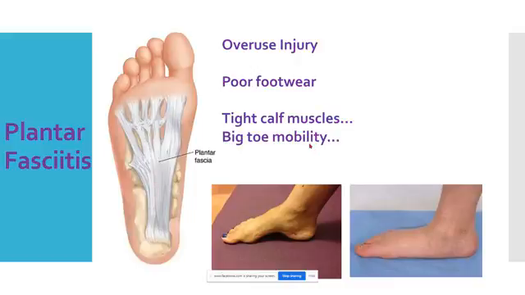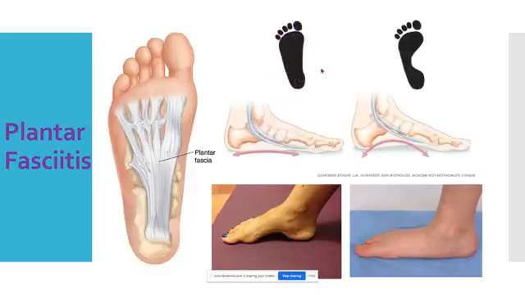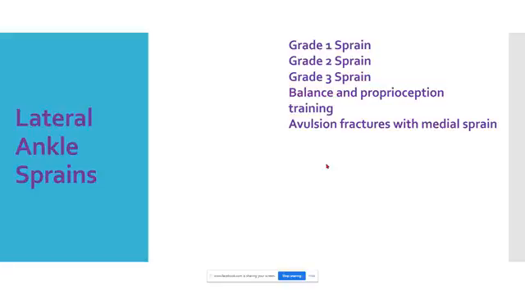Okay, so when somebody comes in with plantar fasciitis, we commonly see tight calf muscles, and we also want to take a big look at your big toe. If you have lack of motion in your big toe, that's another common root cause of plantar fasciitis. So here's a good picture, showing a good arch, and then what happens when that arch is not supported or when it collapses.